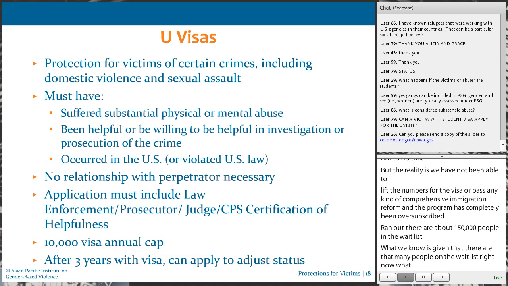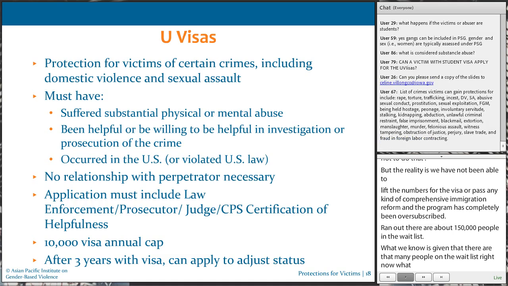Certainly we recommend that if people are eligible and they can get a law enforcement certification, they should go ahead and apply, because that may offer a little bit more protection than being undocumented overall. But just know that the biggest challenge of that program right now is that it's oversubscribed and the lines are not moving any faster.